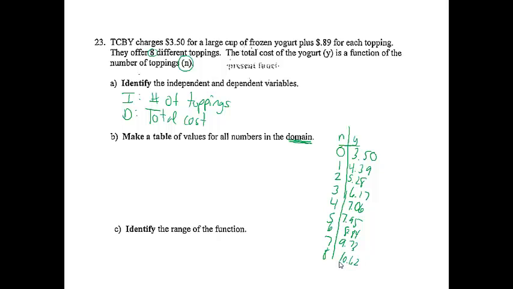So I definitely don't think I'd want 8 toppings on my yogurt to pay $10 for a cup of yogurt. That would be a ripoff. Okay, so we've made a table of values for all numbers in the domain, and then it says to identify the range. Well, remember the range is going to be all the different prices that I could pay. So I'm going to start with the smallest, assuming I get yogurt, it's going to be $3.50. The largest, according to this example, would be $10.62.